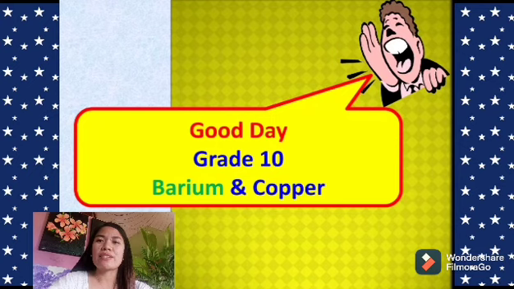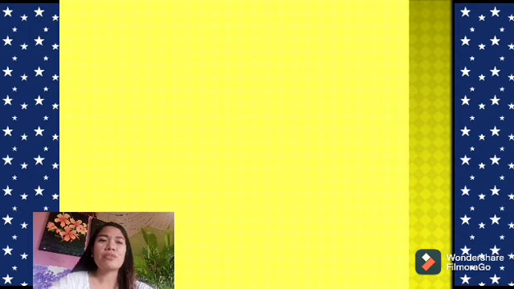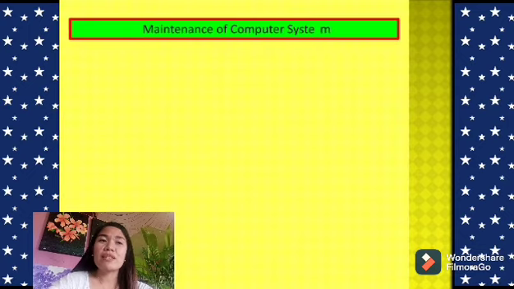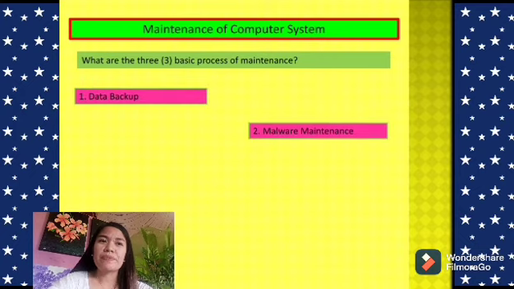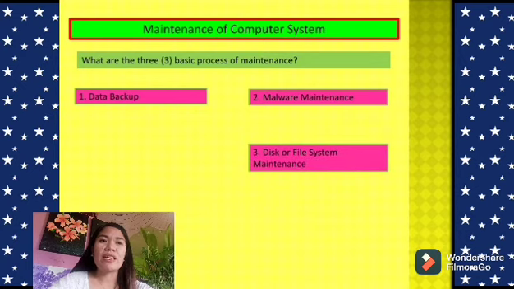Before we start our lesson, I would like you to recall our previous discussion. Can you still remember? Okay, so let me summarize our last topic that we have discussed for a quick review. So, our lesson previously is about maintenance of computer system. What are the three basic processes of maintenance? These are data backup, malware maintenance, and disk or file system maintenance.